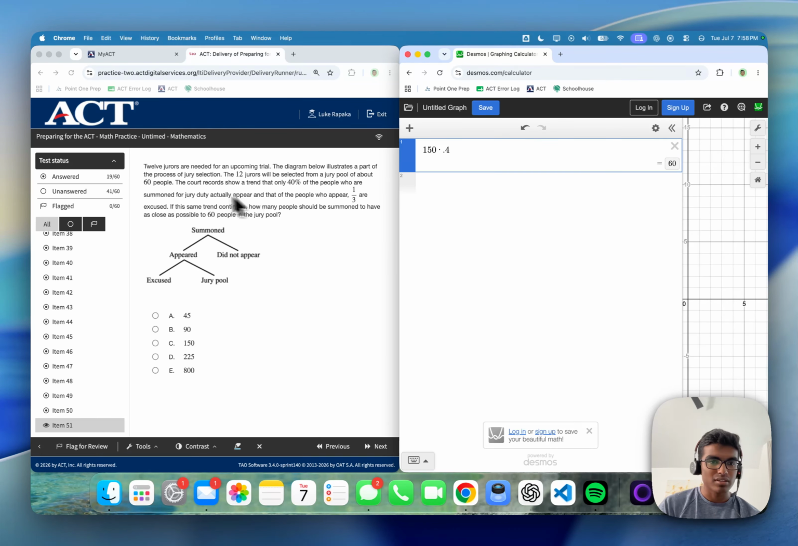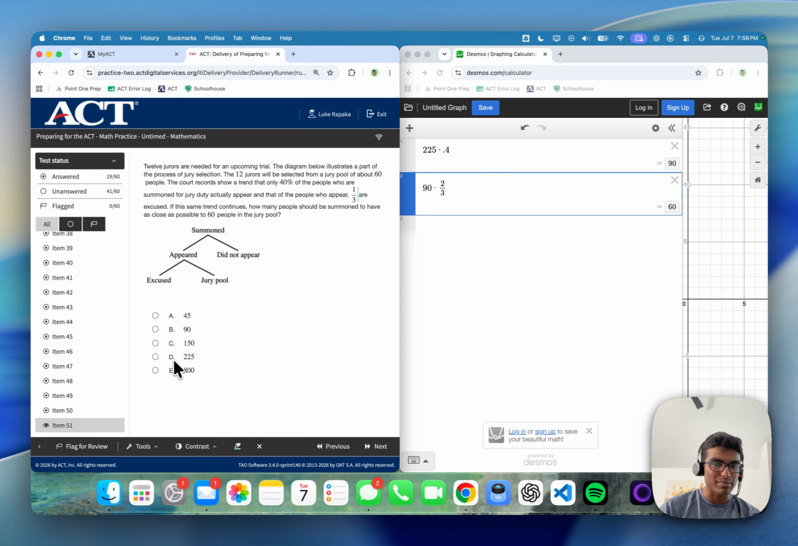But then I have to wait. And then 2/3 of them appear though. So if I multiply that by 2/3, it's going to be less than 60. That can't be it. All right, let's try 225 next. Oh yeah, so 90 times 2/3 is 60. So that has to be my answer.